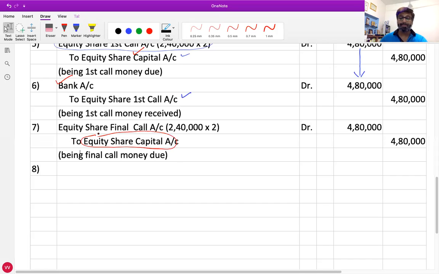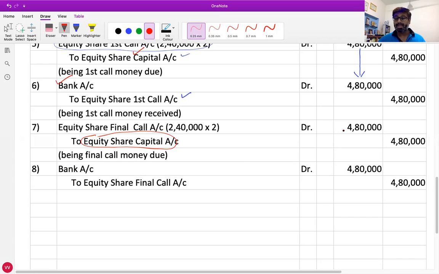Bank account debit. Bank is the receiver, so debit the receiver, bank account debit. The equity share final call account was earlier debited, so now we will reverse it and credit the equity share final call account with the full amount, 4,80,000. No calls in arrears means we have received the full amount of 4,80,000. Is everyone clear with that? Being final call money received.